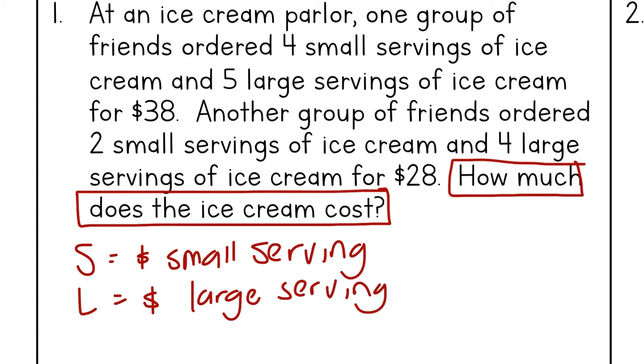Okay, so now I need to write my equations. So if I have two different variables, I need to have two different equations. The nice thing about this problem is that they separated each equation into different sentences. So I'm going to highlight that way you can see what I'm looking at. It says one group of friends ordered 4 small servings of ice cream and 5 large servings of ice cream for $38. That whole part is one equation.